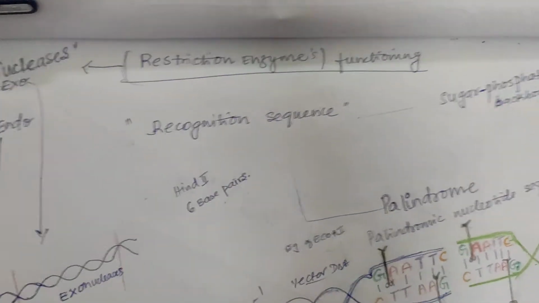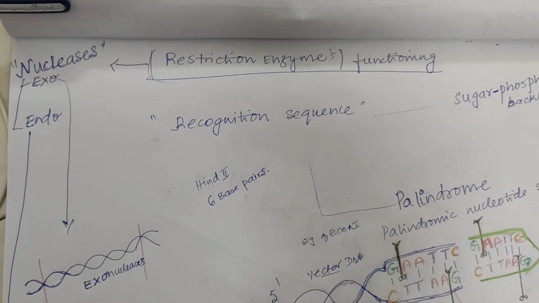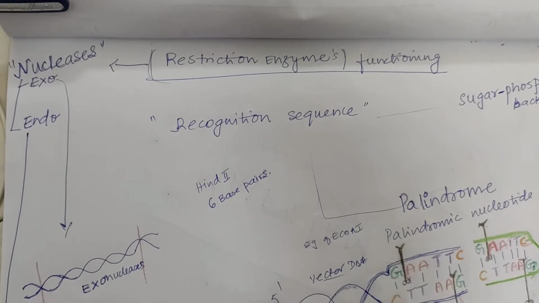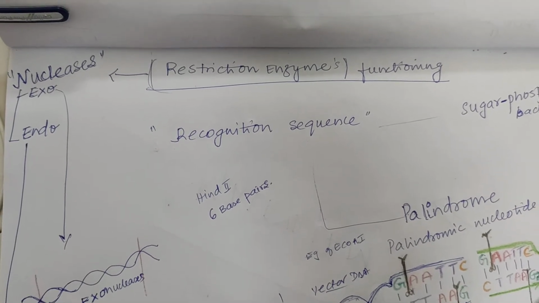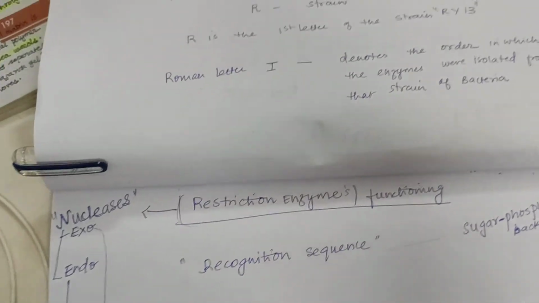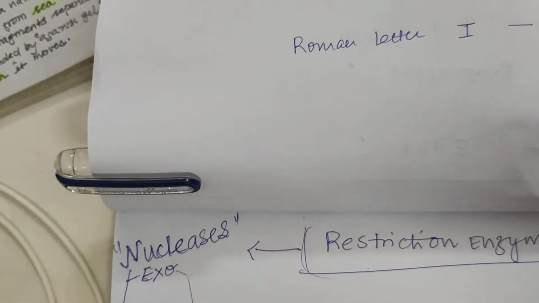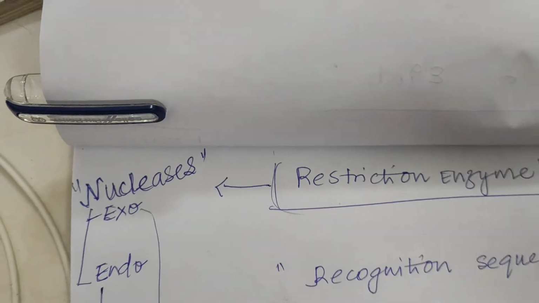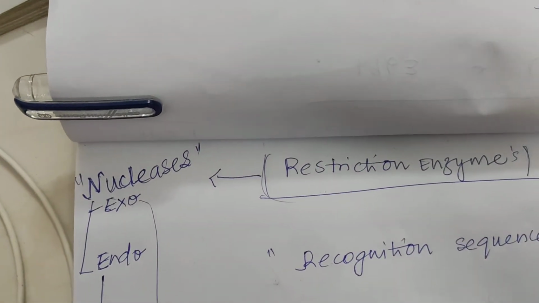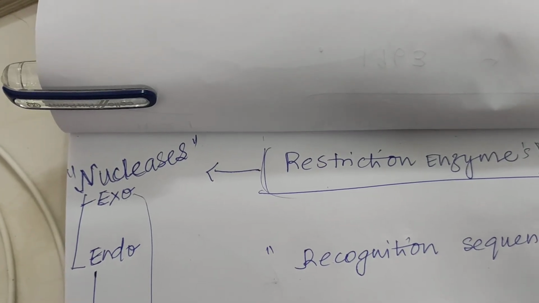Restriction enzymes functioning. Let us see. Now, last time we saw E. coli, EcoRI and HindII. They were examples of endonucleases, that is restriction endonucleases. Actually, restriction enzymes belong to a larger group of enzymes known as nucleases. This larger group of enzymes, that is nucleases, are of two varieties: exonucleases and endonucleases.